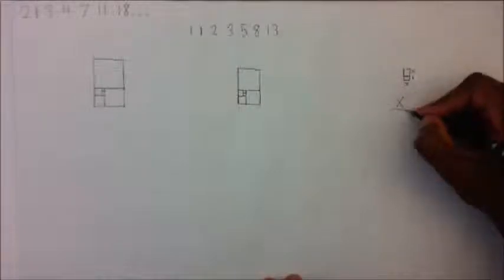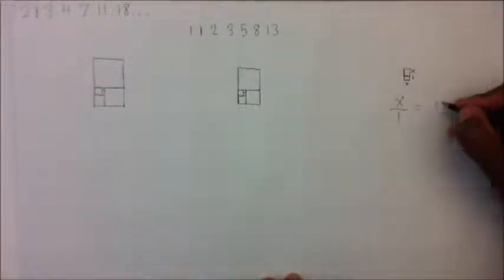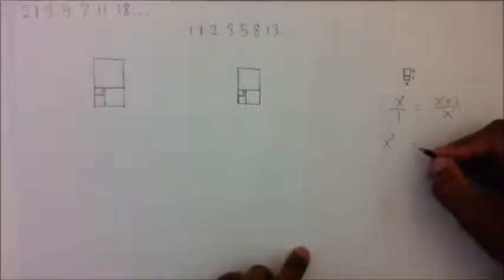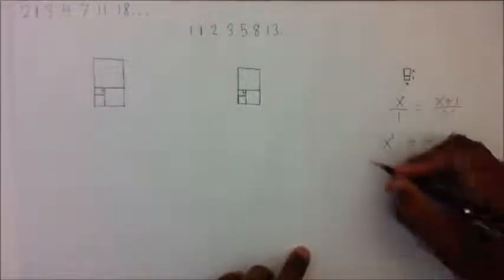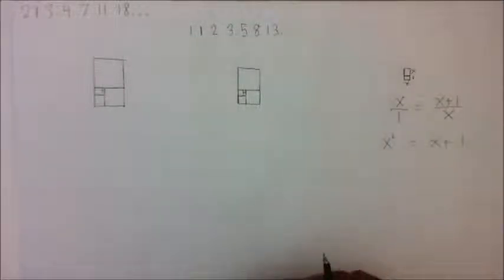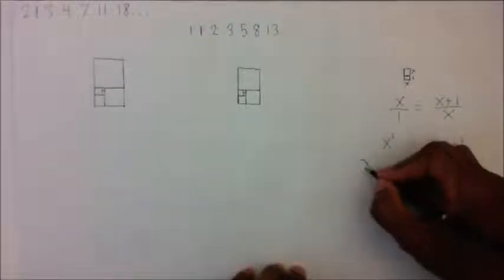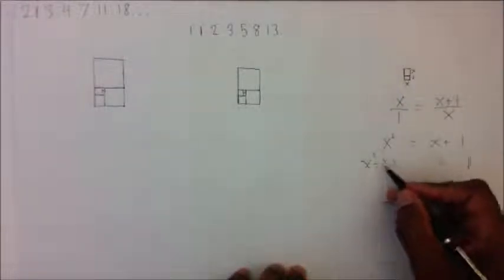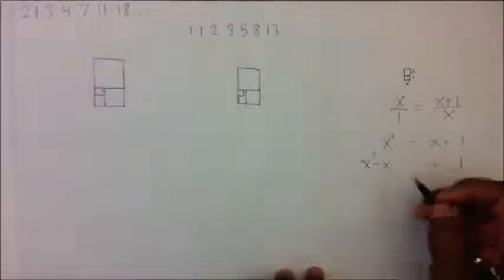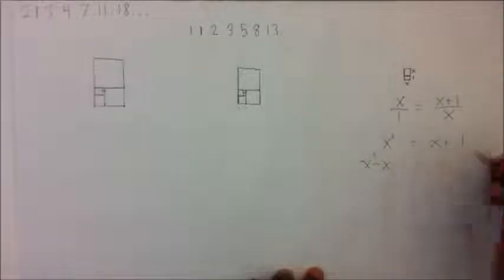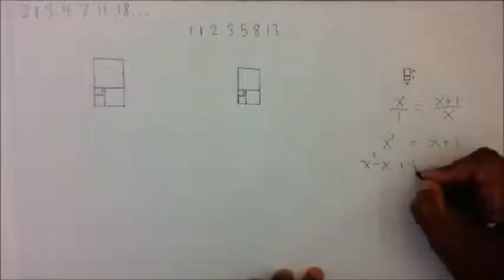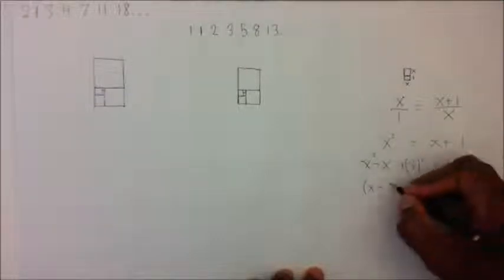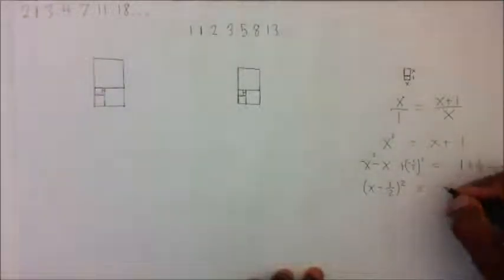So we can say x over 1 is equal to x plus 1 over x. Now by cross multiplying, x squared is equal to x plus 1, and I can solve for x using either the quadratic formula or completing the square. I'll complete the square today. So x squared minus x is equal to 1. I will take half of this coefficient, square it, and add it to both sides. The coefficient is -1, so half of that is -1/2, squared, so plus (-1/2) squared, which is the same as adding a quarter. So now it's (x minus 1/2) squared is equal to 5 over 4.